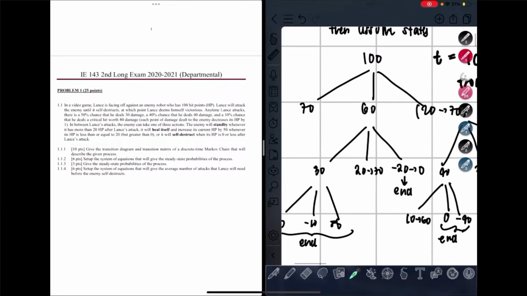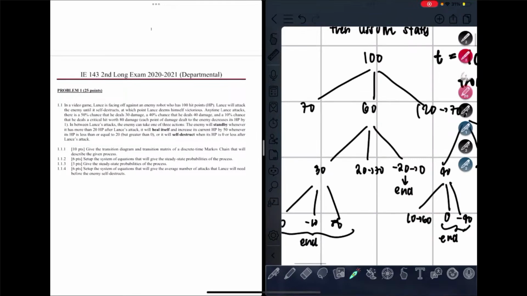So yun yung alam natin mangyayari from 60. So it's either the case it's going to be 30, which is a new state, becomes 20, the robot responds by healing itself by 50, magiging 70, which is the same as what we've previously discovered, or the game ends. So yun yung 3 possible states that are connected to 60.